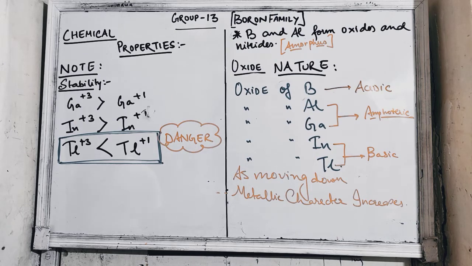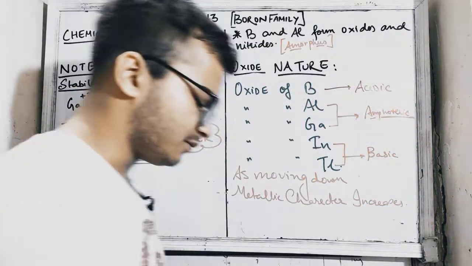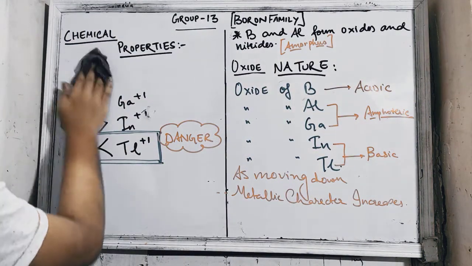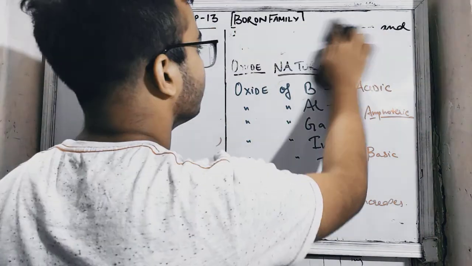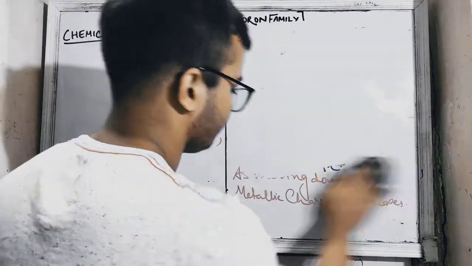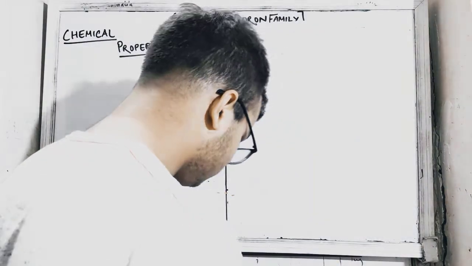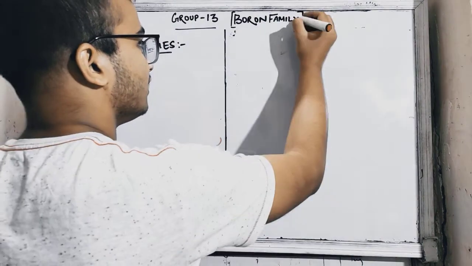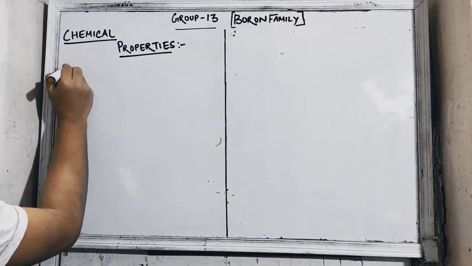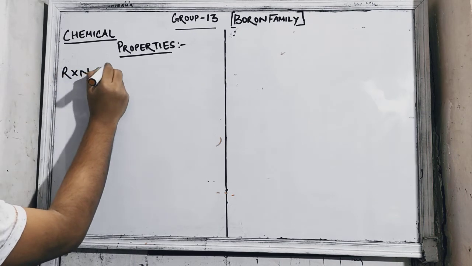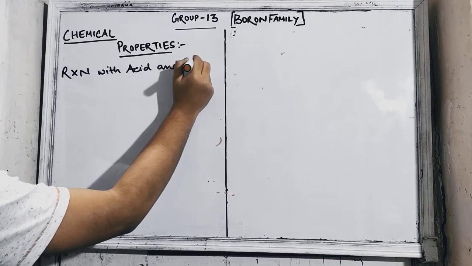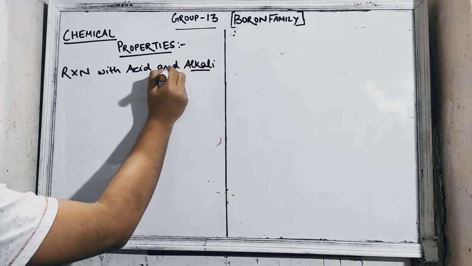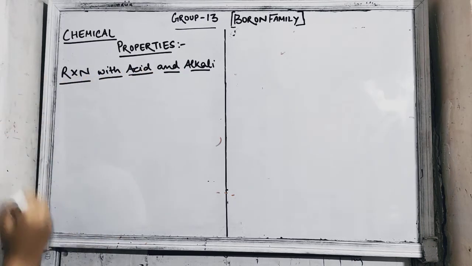So let's discuss the rest of the chemical properties. Next comes reaction with acid and alkali. Okay, so let's remove everything. Write down: reaction with acid and alkali. Alkali is a base, nothing other than that. So, reaction with acid and alkali.